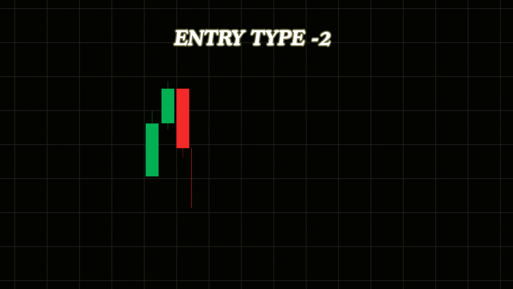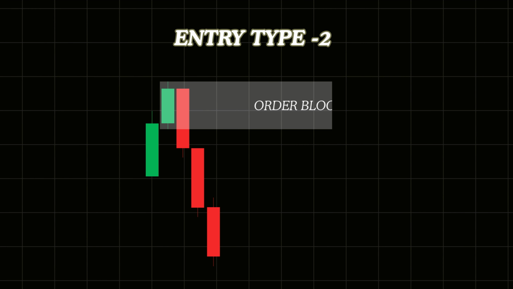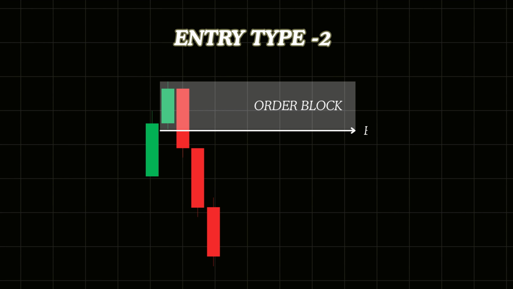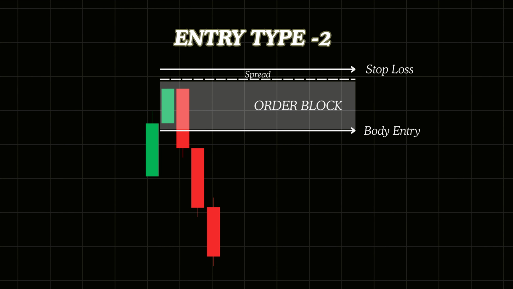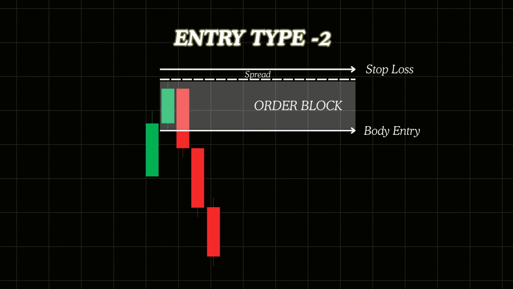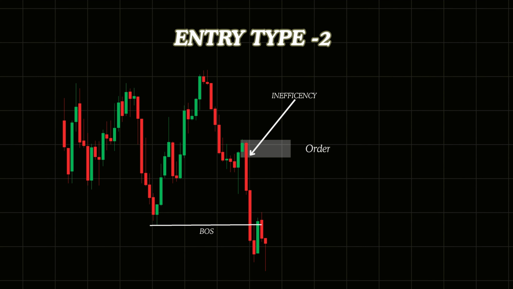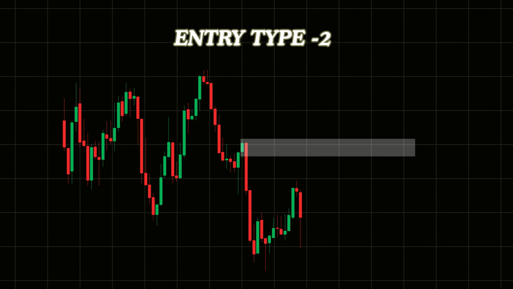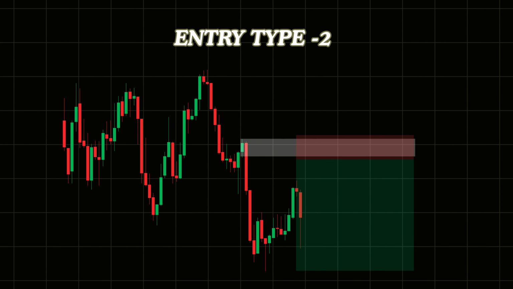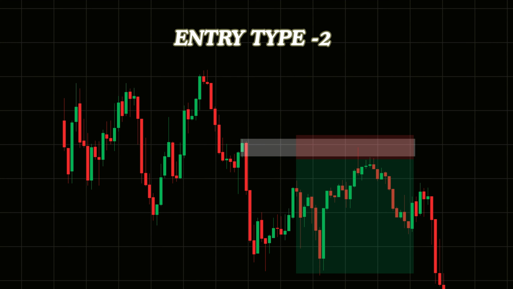The second entry type is known as the body entry. In this method, once a valid order block is identified, the entry is placed based on the body of the candle. For sell positions, the stop loss is set at a spread size above the higher wick of the order block. This entry type typically provides a higher reward to risk ratio compared to the previous method, because the stop loss is tighter. However, this approach carries a slightly greater level of risk, as there is a chance that price may only touch the wick of the order block and then move in the anticipated direction without triggering your buy or sell order. Let's move to the next entry type.